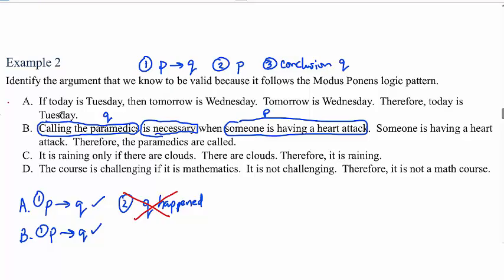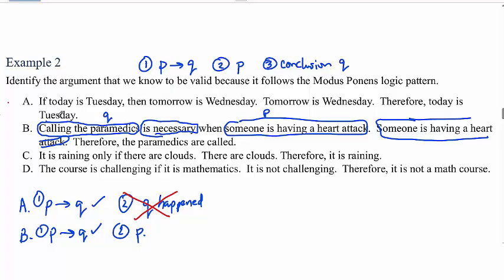Now the pattern we're looking for up here, we want P to be the next statement. So let's see if it is. So the next statement is someone is having a heart attack. Okay, which one was that? Well, that was P. So the second statement is that P is happening. And that's what we wanted to see. Okay, so far we're good through the first two statements.